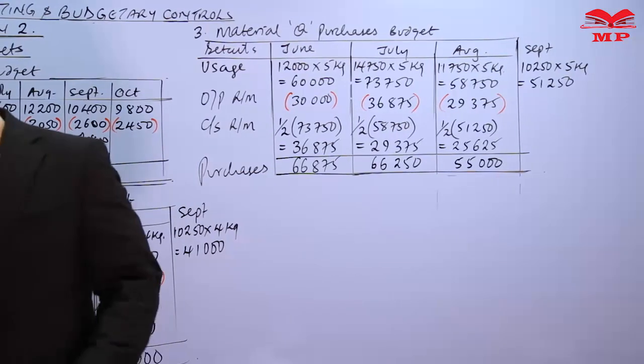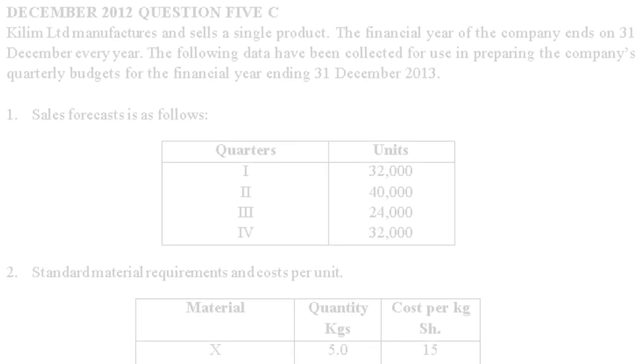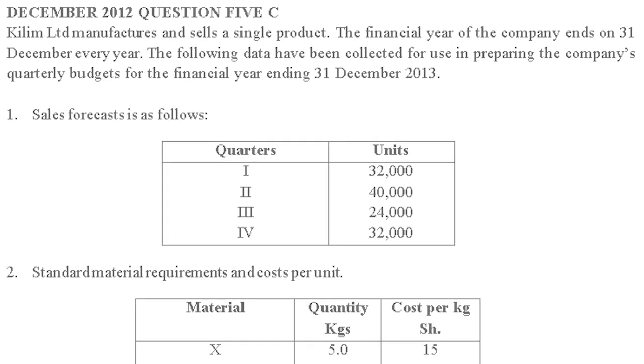So we can try another question. December 2012, question 5, part C, reads that Kilim Limited manufactures and sells a single product. The financial year for the company ends on the 1st of December every year. The following data have been collected for use in preparing the company's quarterly budgets for the financial year ending 1st of December 2013.